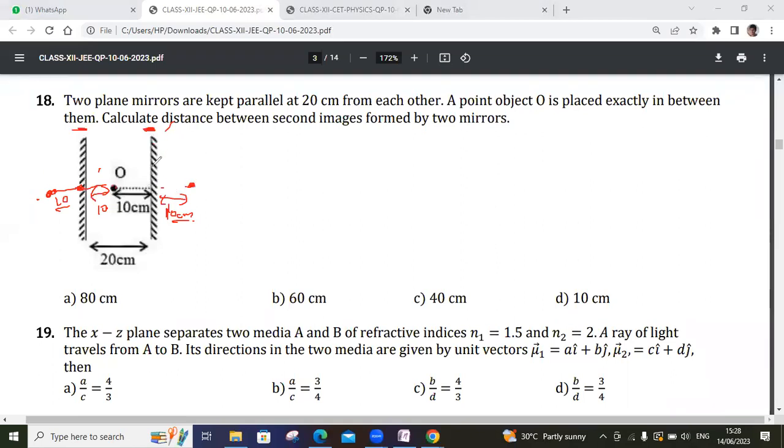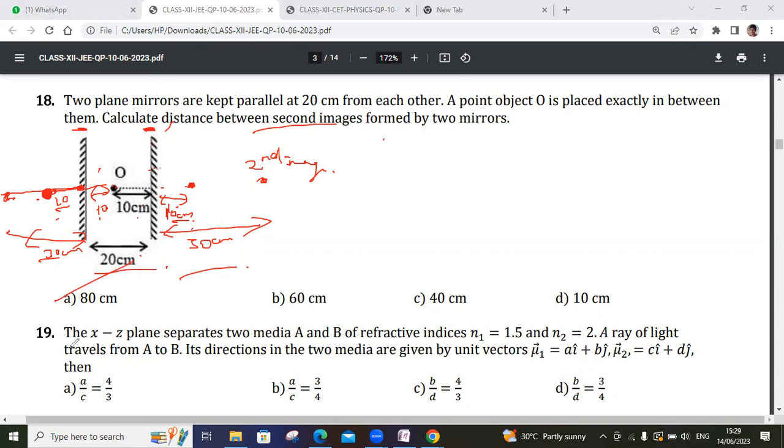Now the second image for this mirror. For this mirror, the image of the first mirror will be the object now. This object is at 10, 10, 10, that is 30 centimeters from here. So the image will be here at 30 centimeters, and this will be your second image. And for this one, what will be the second image? This will be the object, and it is at 10, 10, 10, 30 centimeters from here again. So this will be the second image for this. They have asked the distance between the second images, so it will be 30 plus 30, 60, plus 20, 80.